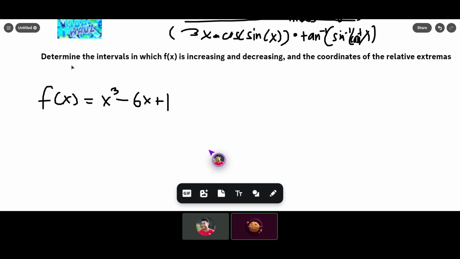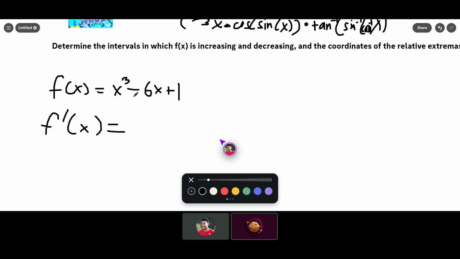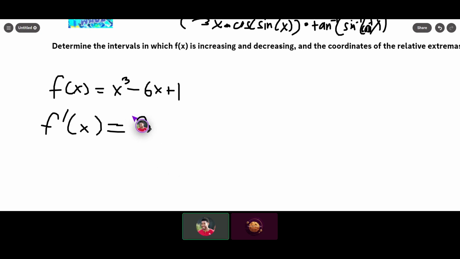So first off, the first step you want to do is find the derivative of f of x. The notation we will use is f prime of x. Tell me, what rule will we use to find the derivative of x cubed? We will be using the power rule to determine that the derivative of x cubed is 3x squared.